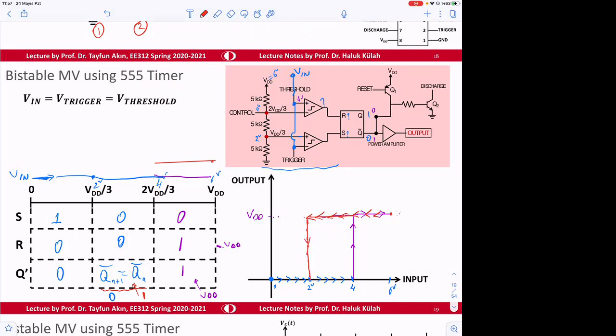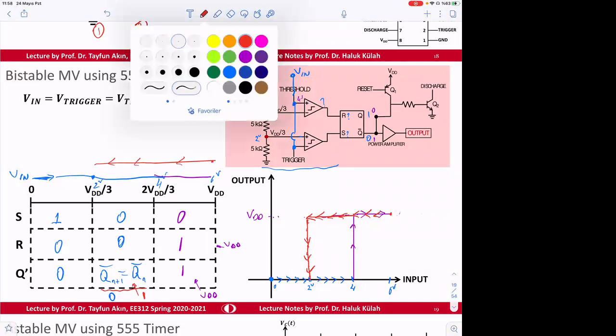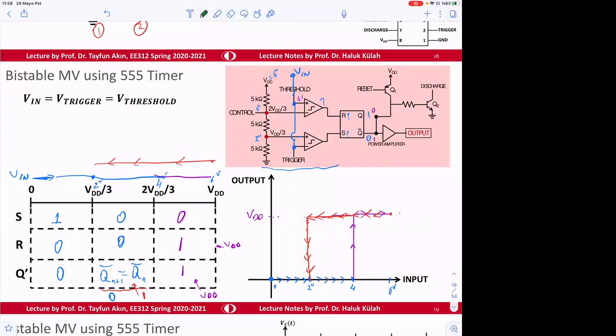it will only change when it reaches the 2 volt. So between here and here, this time it will remain high. Okay, output will remain high. And then after that, it will go again to 0. Okay, like this.